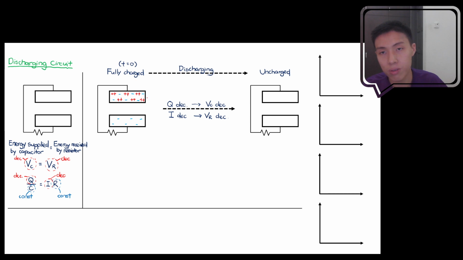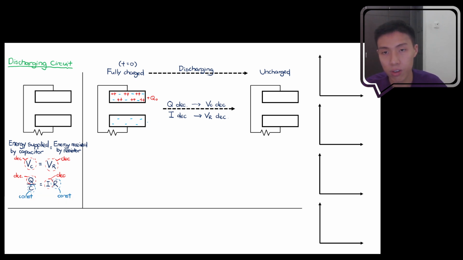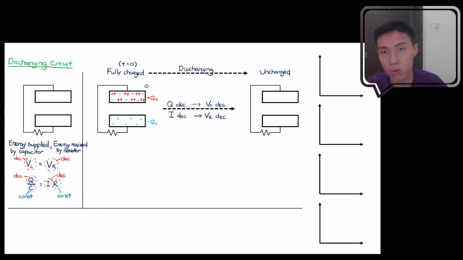Okay, so right now it's fully charged, right? So you can say positive Q naught over here. Then you can say this point over here is negative Q naught. It's maximally charged. So we can say that the charge stored is at its maximum. So Q is equal to Q naught. Because the charge stored is maximum, you should expect that the uniform electric field is the strongest at this moment. So you know that E is equal to V over D.